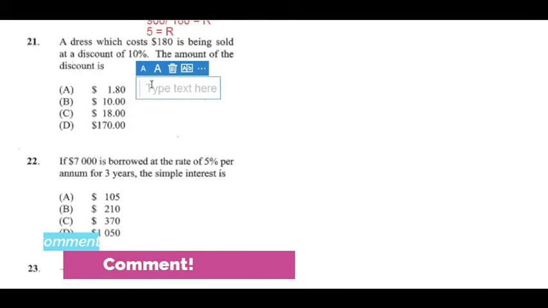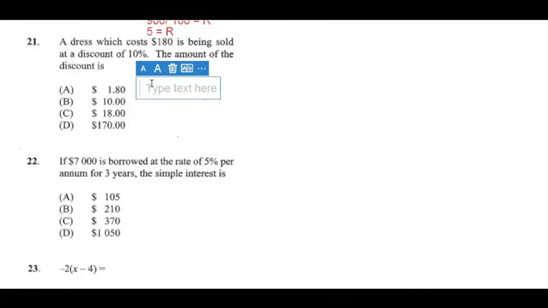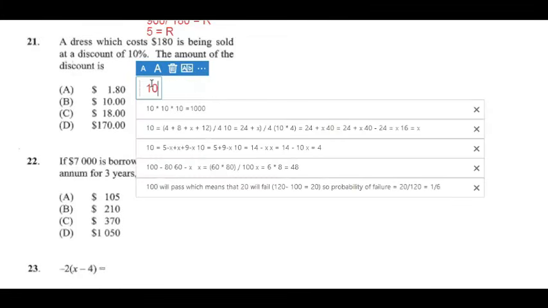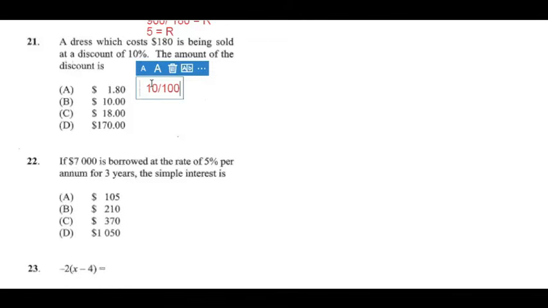So 21, a dress which cost $180 is being sold at a discount of 10%, which is something everybody likes when a discount is being given. So what we're trying to find is 10% of this dress. So it is 10 over 100 multiplied by 180, and that would equal $18. So therefore the discount that the person is receiving on this dress is $18.